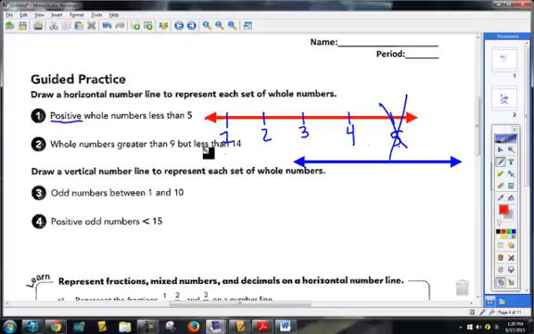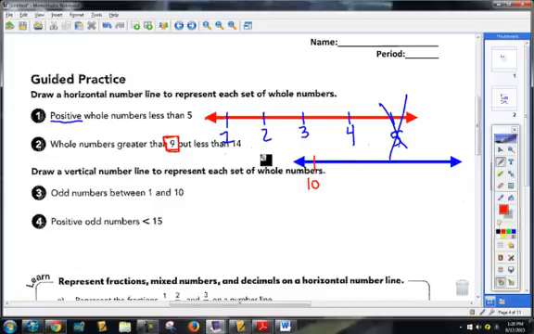So whole numbers greater than 9 but less than 14. We're talking about whole numbers. It's all about where you start. So it says greater than 9. What's the first whole number that's greater than 9? Hopefully you're all thinking 10. We wouldn't put 9 on because 9 is not greater than 9. 10 is the first whole number greater than 9.